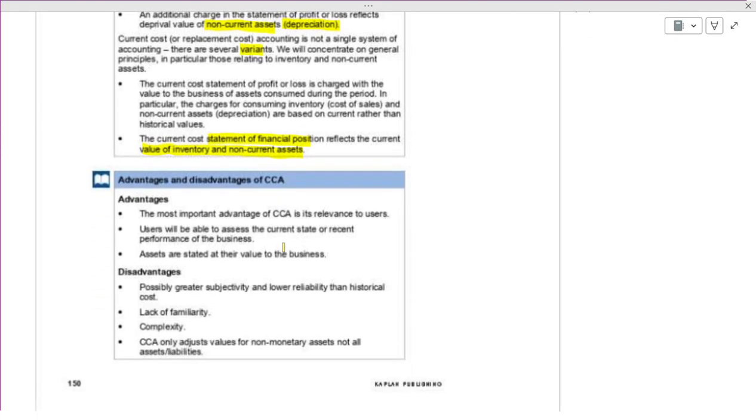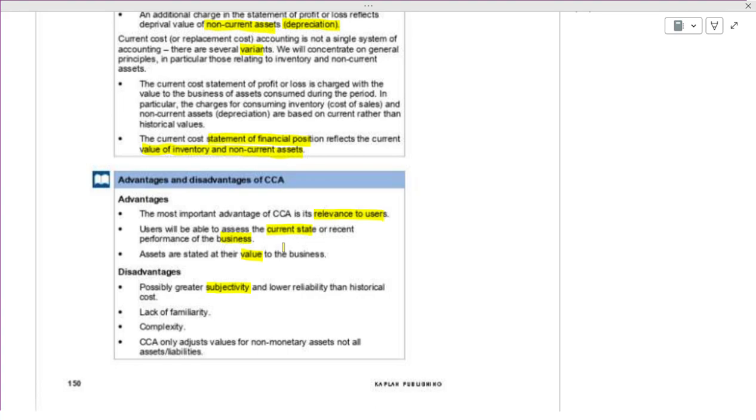Likewise, they have the advantages. An important advantage is relevance as it relates to the users. People use it. They want to know the current state or the recent performance of the business. Assets are stated at the value to the business. Is that current cost accounting? Current cost means what is the current value?